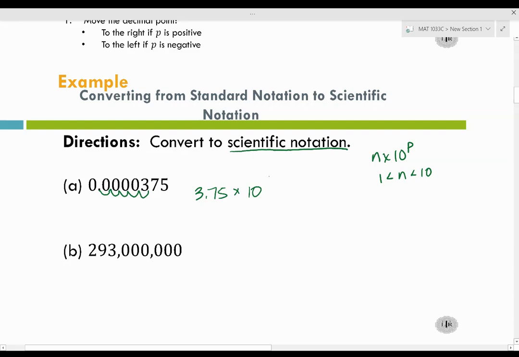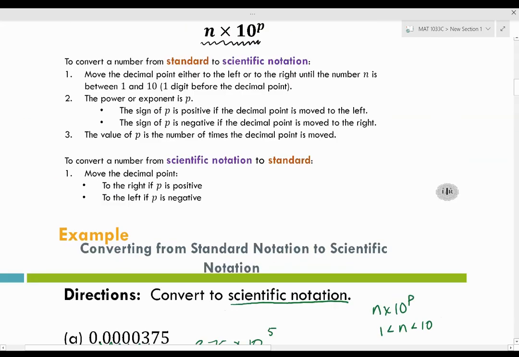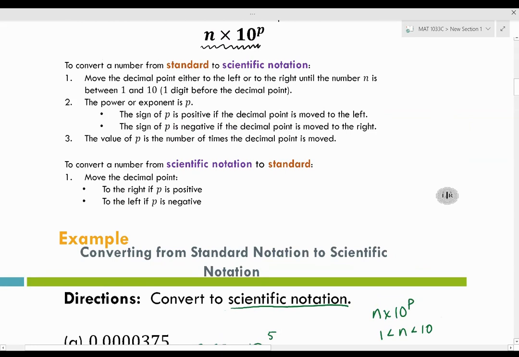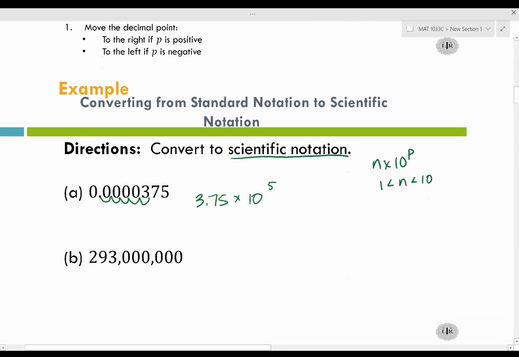So P is your exponent. It's how many times that you move the decimal, okay? And we moved the decimal to the right. So remember, in our steps, if we move the decimal to the right, then P is going to be negative. So I moved the decimal 5 places and I moved it to the right, so it's going to be negative. That is our number written in scientific notation, okay?